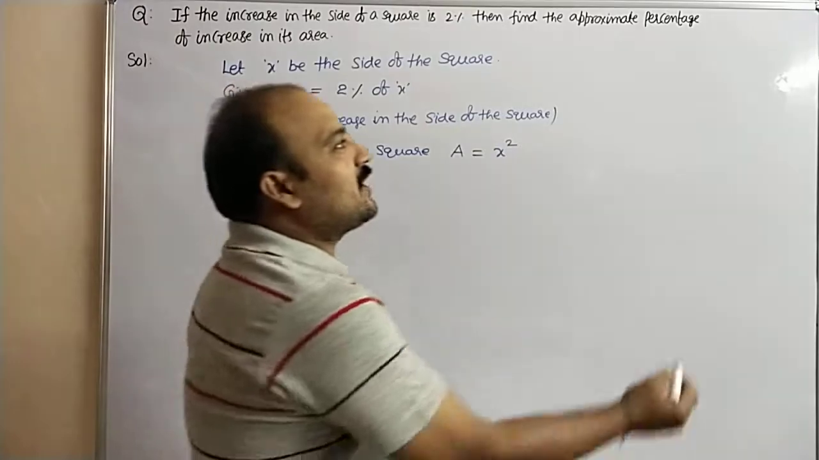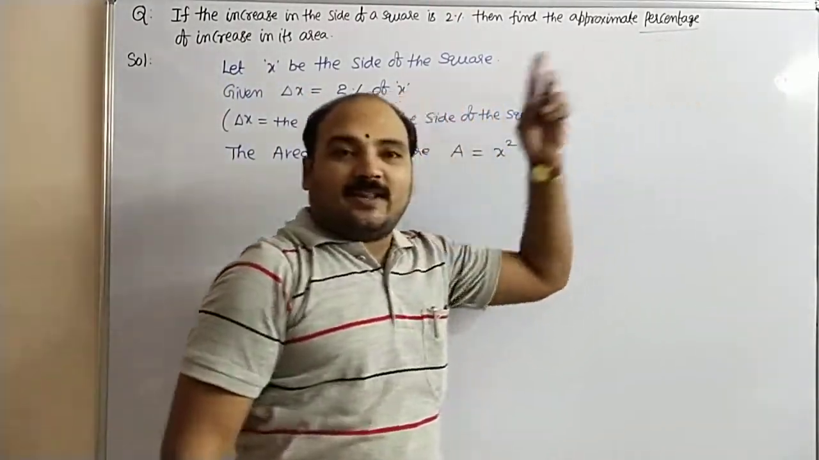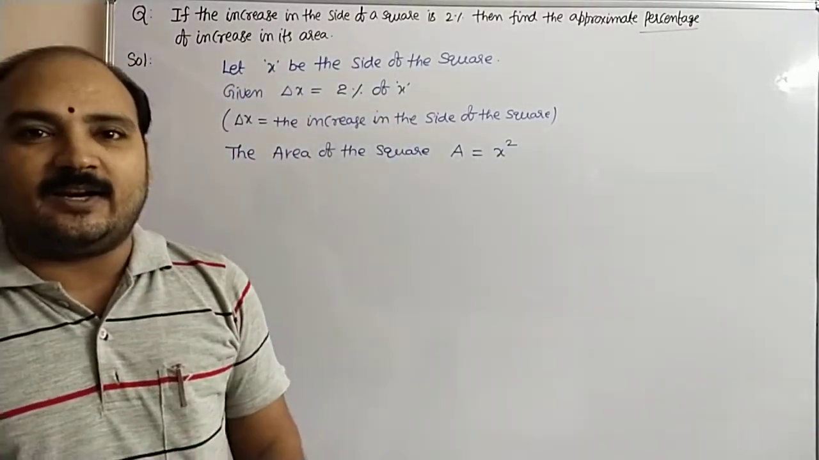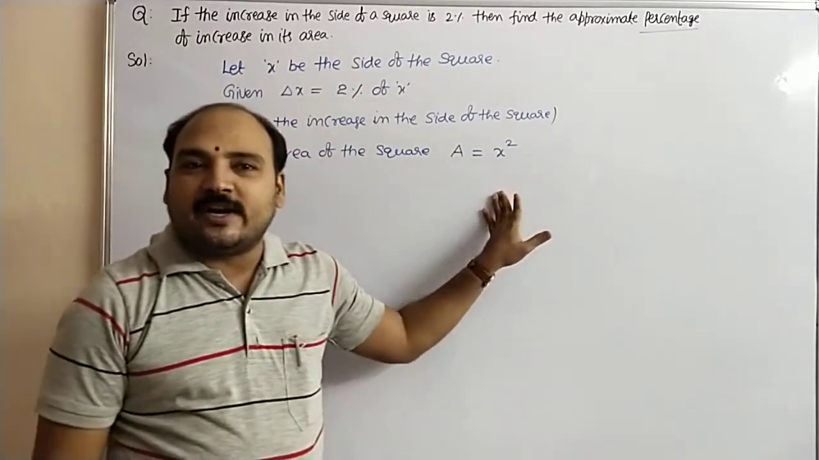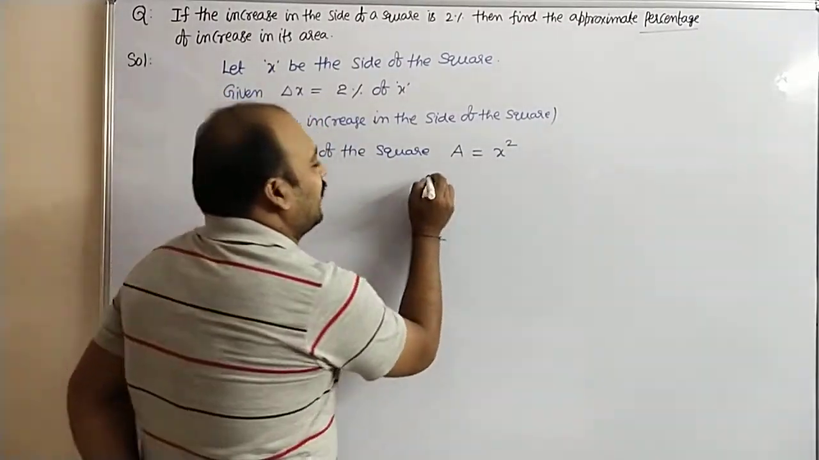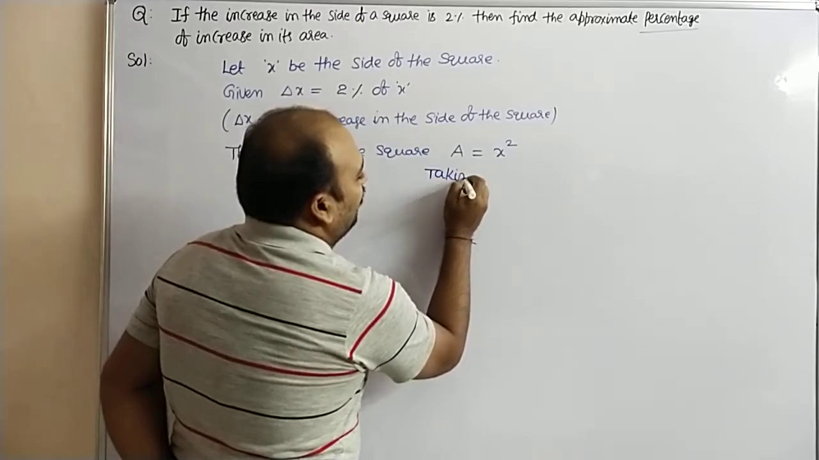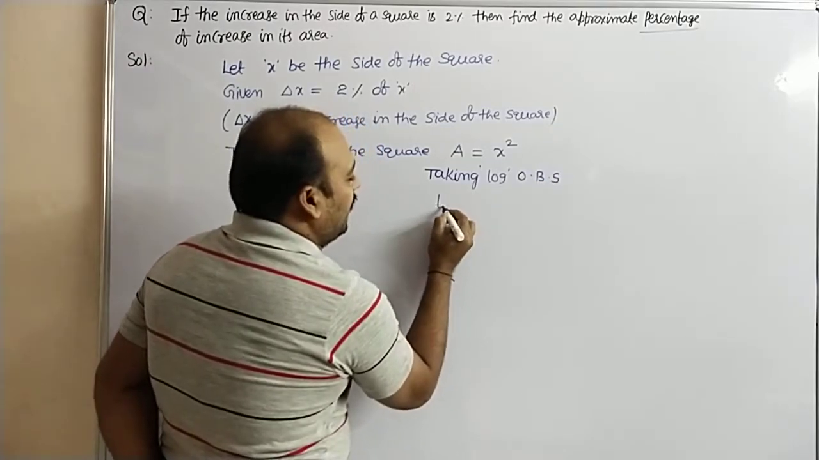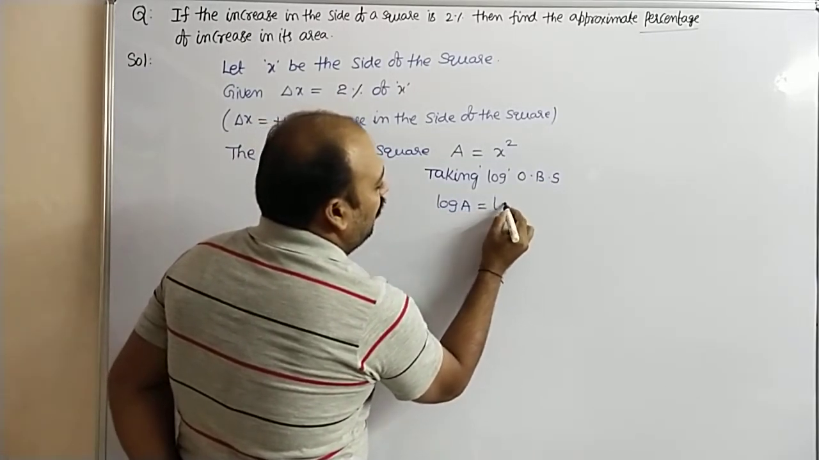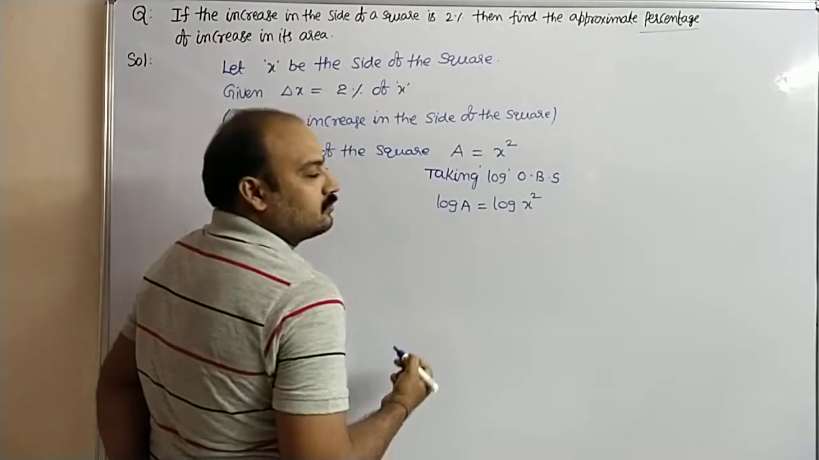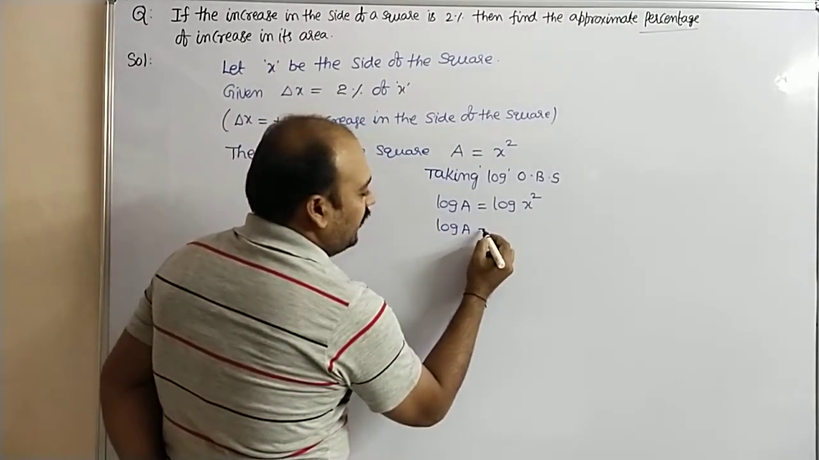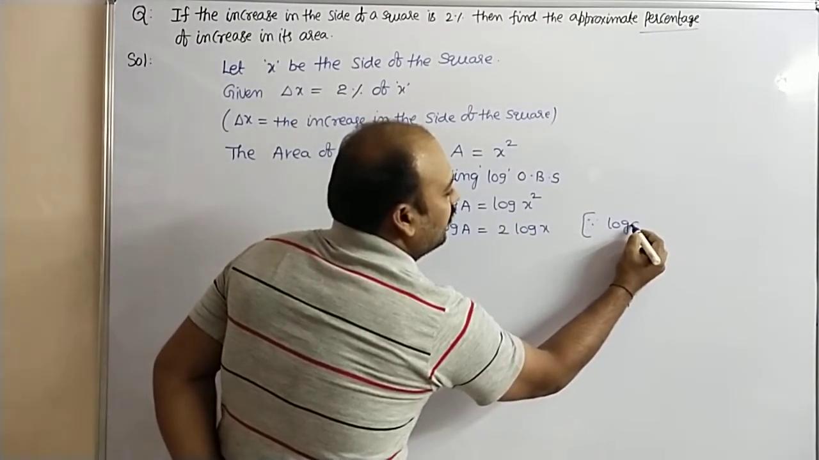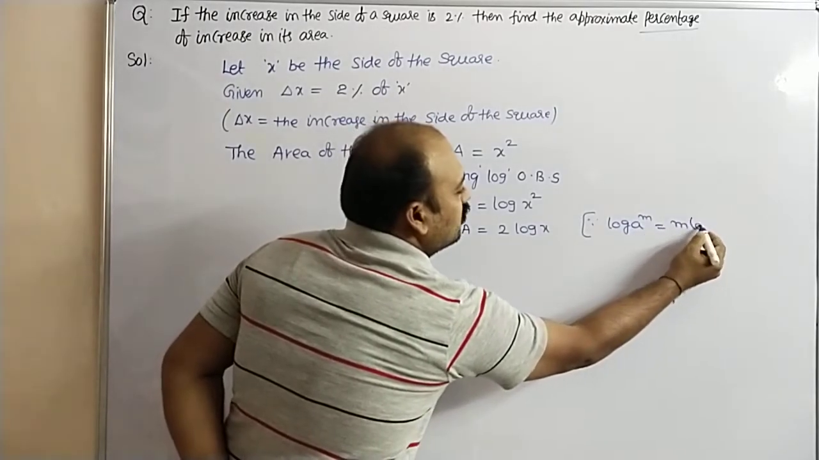But here the question is percentage. Percentage error they are asking. I already said that whenever you are going to calculate percentage increase or percentage error, you should take log on both sides and then differentiate. So now taking log on both sides, log A equal to log x square, log A equal to log x square means 2 log x. You have to apply the formula log A power m. I already wrote it in the previous questions, once you go through, dear students.